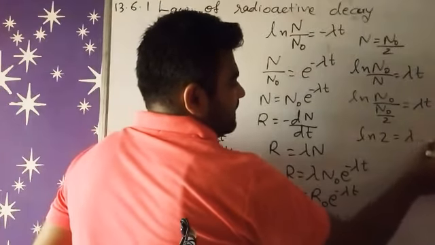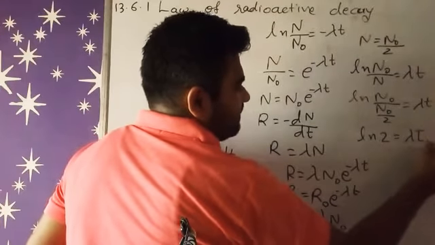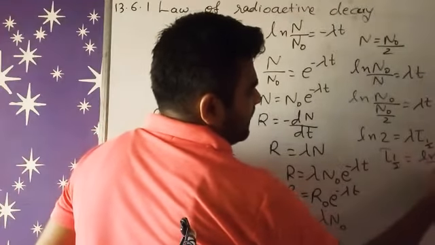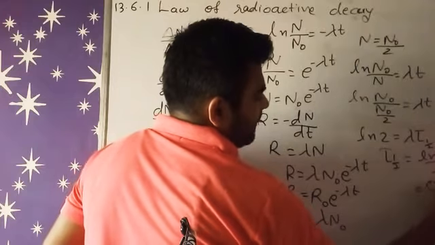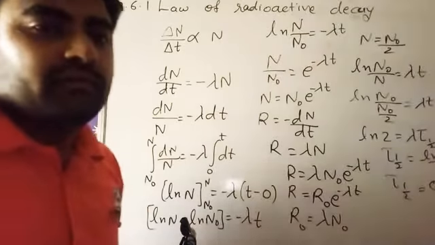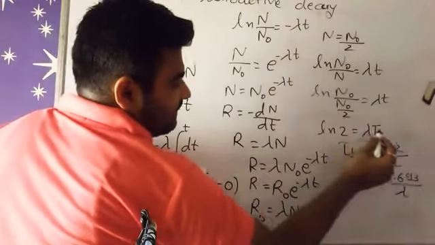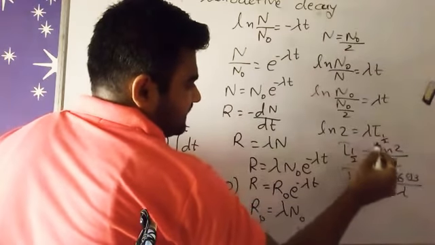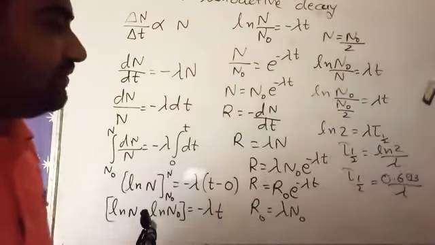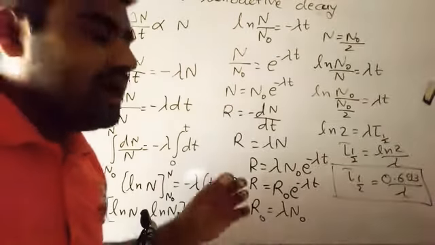Now since this is for half-life, I have to change t to tau 1 by 2. So tau 1 by 2 is equal to ln2 upon lambda, and the value of ln2 is 0.693, so tau 1 by 2 is 0.693 upon lambda. That is the half-life of our element. So ln2 is equal to lambda tau 1 by 2, and tau 1 by 2 is constant, equal to ln2 by lambda, where ln2 value is 0.693. This equation is known as the half-life of our radioactive element.